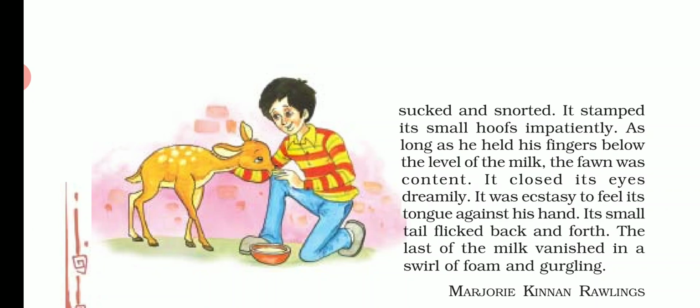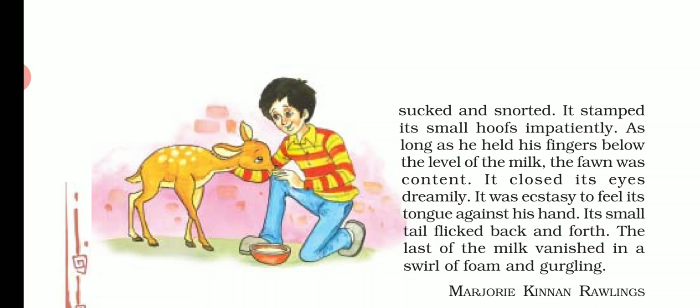So now see the trust that has developed between the fawn and Jody. The fawn was believing Jody like anything. He was drinking milk with his eyes closed, and there was satisfaction. Why? Because Jody is with him. Jody felt overwhelmed on feeling its tongue against his hand, and its small tail moved back and forth. The milk disappeared quickly, forming foam, which was marked by a bubbling sound.